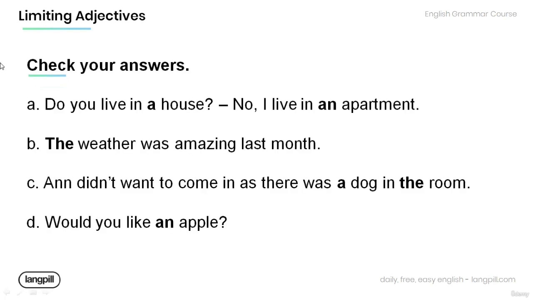And now let's check your answers. Do you live in a house? No, I live in an apartment. The weather was amazing last month. Anne didn't want to come in as there was a dog in the room. Would you like an apple?